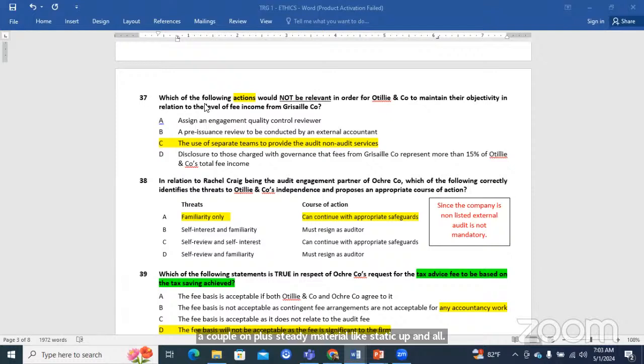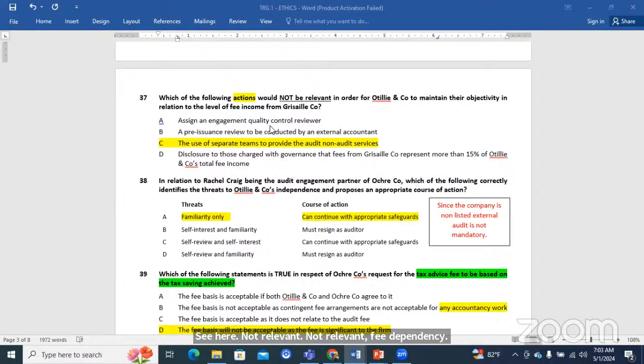Right. Which of the following actions would not be relevant to maintain the objectivity related to the level of fee income? See here, not relevant. Fee dependency, engagement quality control review should be performed.